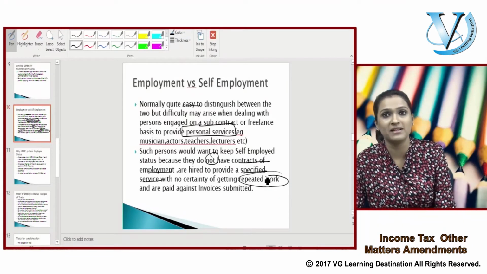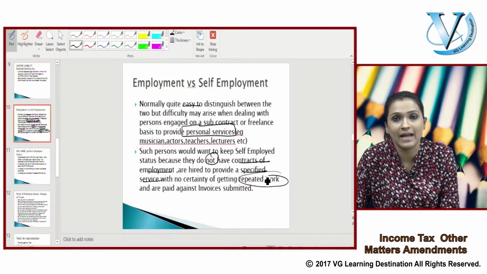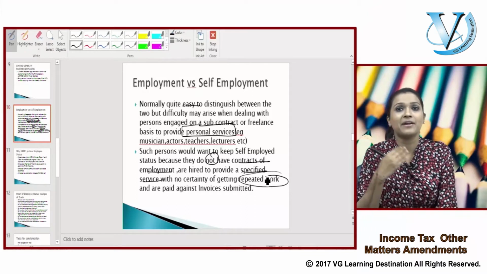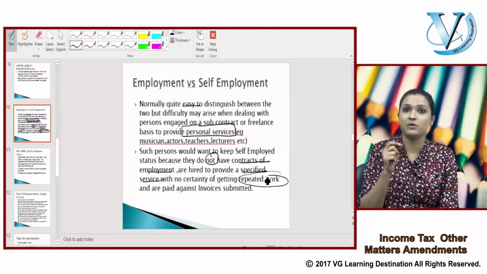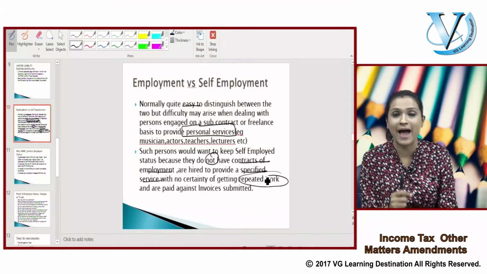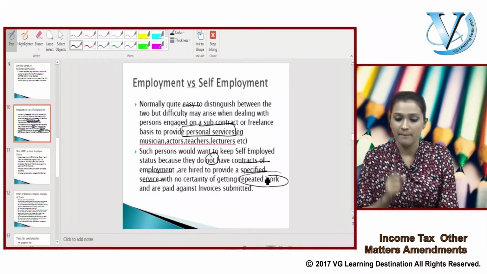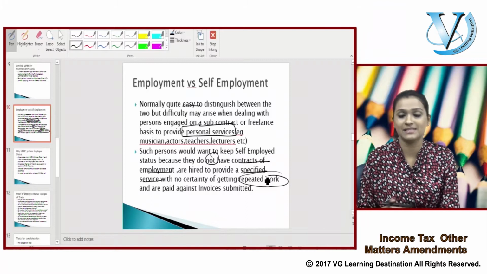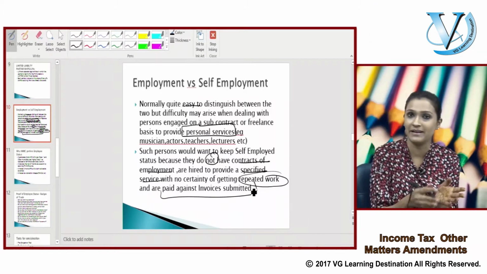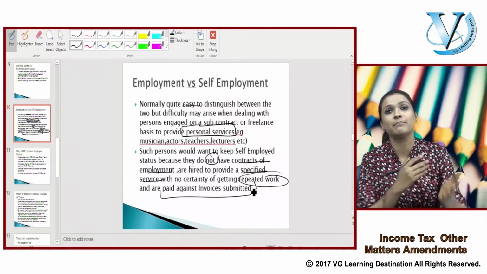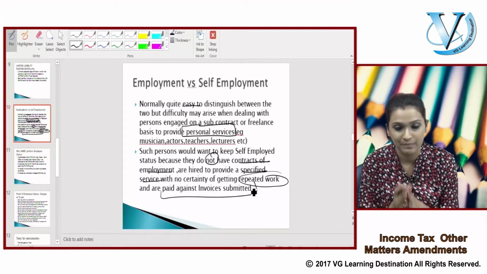Today I may be replaced by anybody else here. Why? Because I'm a self-employed person. If they do not like my work, they can very easily replace me. And there is no guarantee that I'm going to get repeated work here in this institute. Why? Because definitely I'm not an employee here. I'm a self-employed person and am paid against the invoices submitted. So after the end of every session, I submit an invoice to the institute and they pay me for that. So definitely that makes me a self-employed person.